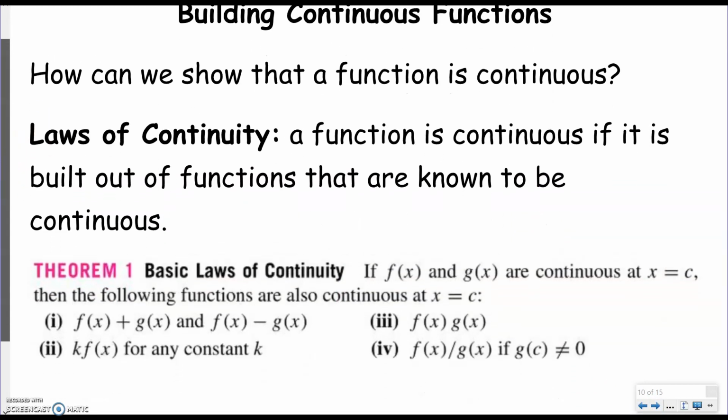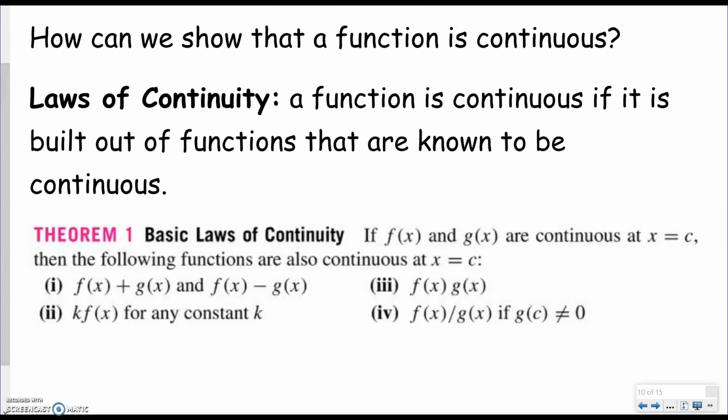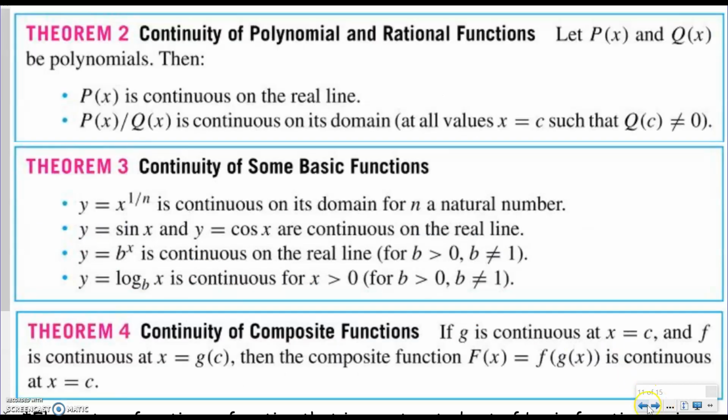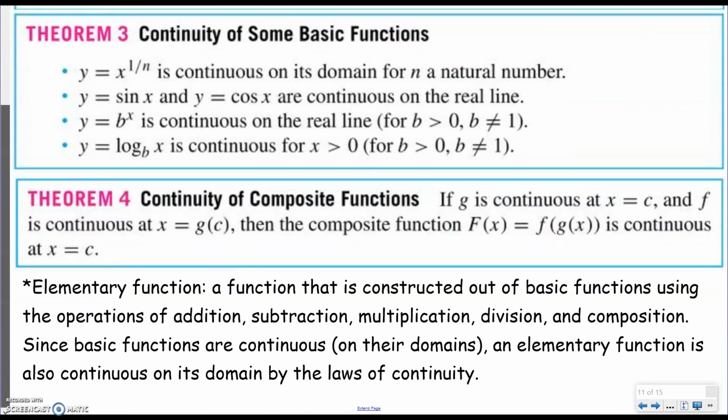Okay, so building continuous functions. How can we show that a function is continuous? We have laws of continuity. A function is continuous if it is built out of functions that are known to be continuous. So there are basic laws of continuity for you to use as reference there. And here, continuity of polynomial and rational functions, continuity of some basic functions, and continuity of composite functions.